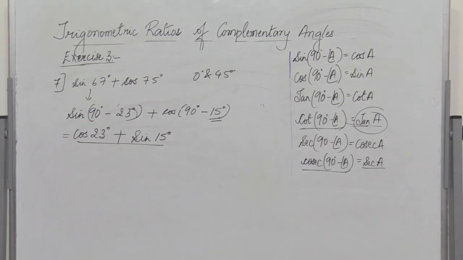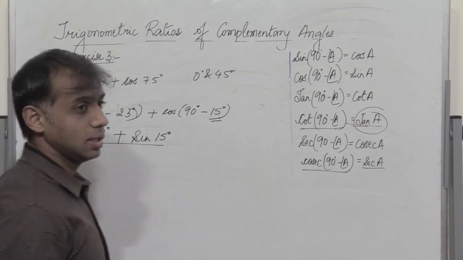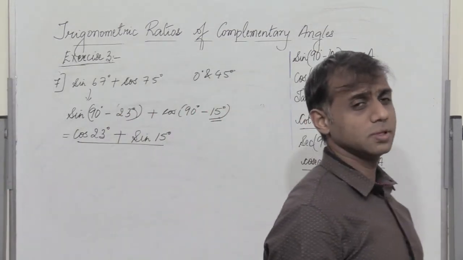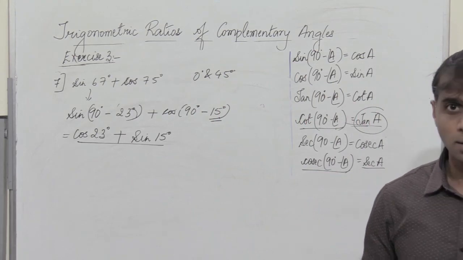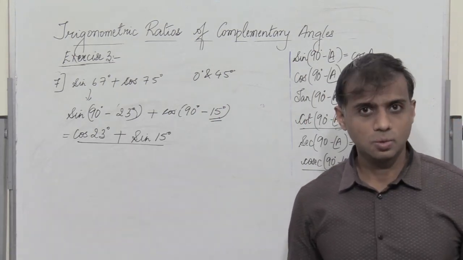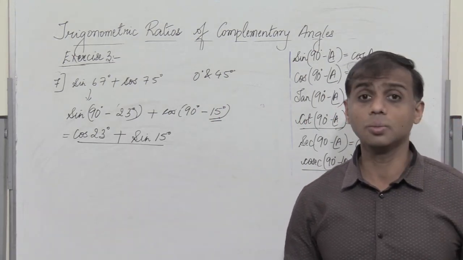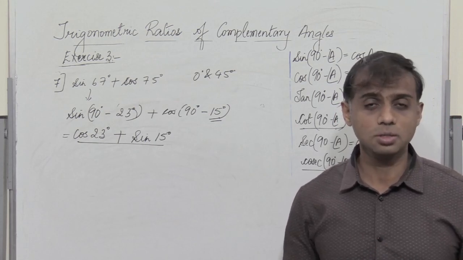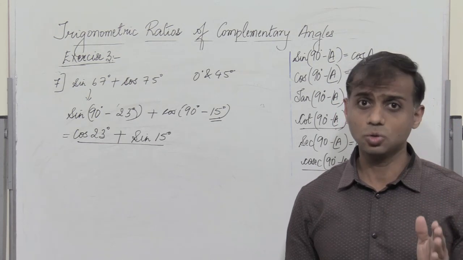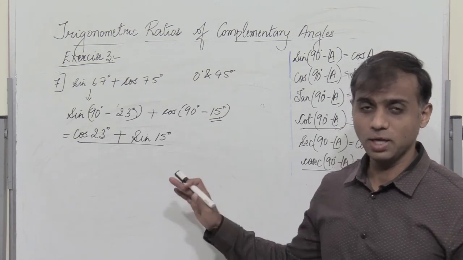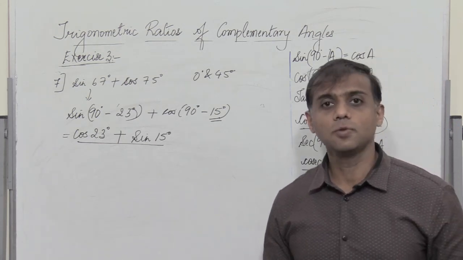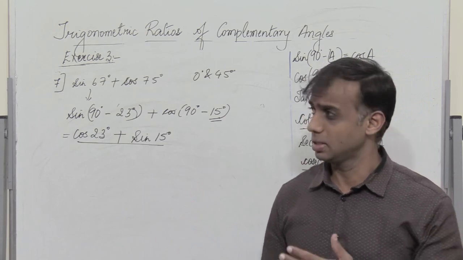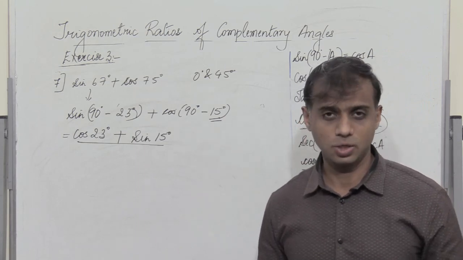So this completes all the problems in the third exercise, and you've observed that all the problems are very simple and very easy. In the next video segment we shall go through all the trigonometric identities, which are very important. We shall go through what they are, we shall prove them, and then solve all the problems given in the last exercise, that is exercise 4, in the next video segment.